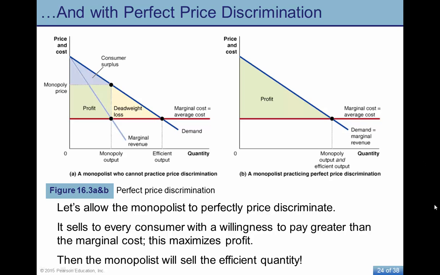And this is the reason why monopolists do price discrimination. Let's allow the monopolist to perfectly price discriminate. It sells to every consumer with a willingness to pay greater than the marginal cost and maximizes profit. Then the monopolist will sell the efficient quantity.